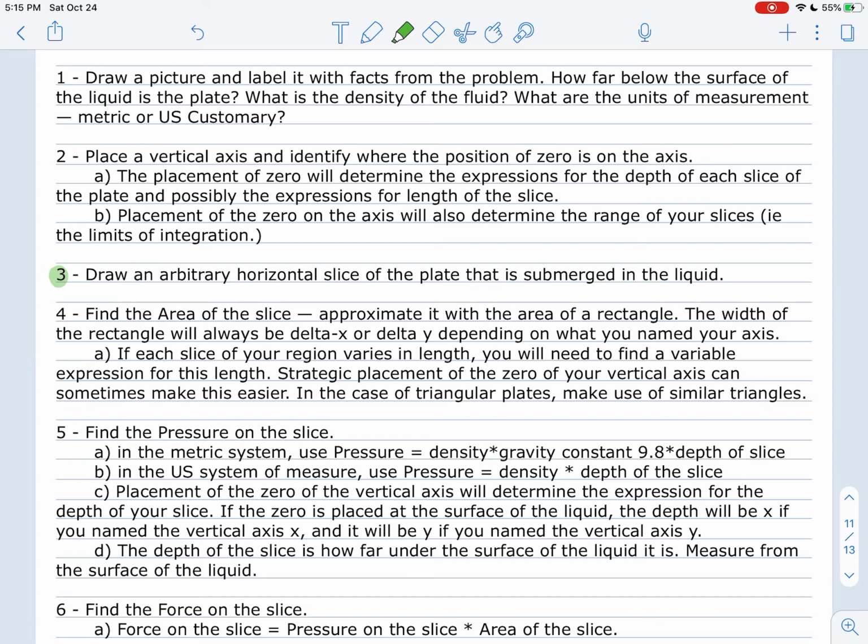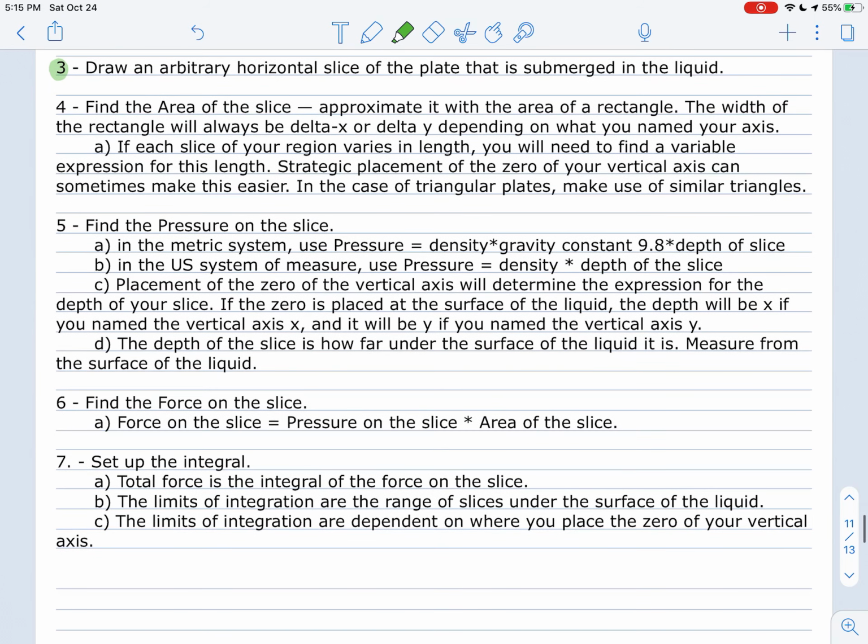The expression that we have for depth is going to depend upon where you put the 0 on that vertical axis. If you put the 0 at the top of the surface of the liquid, then the depth to your slice is going to be x if you named the axis x. It's going to be y if you name the axis y. But the depth of the slice is how far under the surface of the liquid that slice is. So you want to measure the depth d from the surface of the liquid.